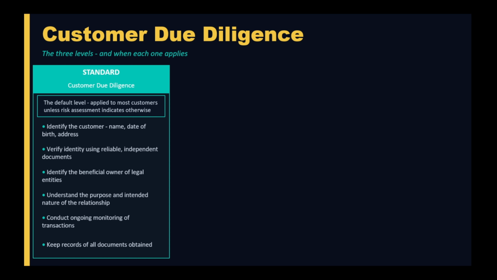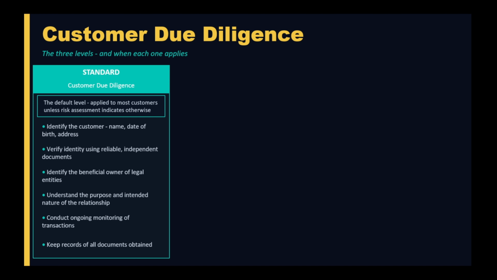Standard customer due diligence. Standard customer due diligence is the default. It applies to most customers unless the risk assessment indicates that a higher or lower level is appropriate. It requires you to identify the customer, verify their identity using reliable and independent resources, identify any beneficial owner of legal entities, understand the purpose and intended nature of the relationship, conduct ongoing monitoring, and keep records of everything obtained.